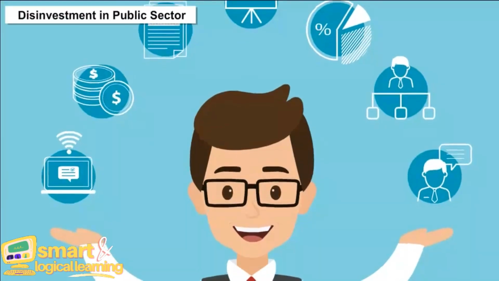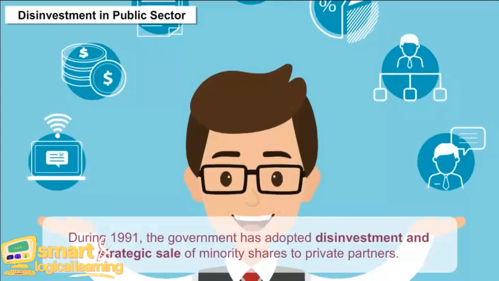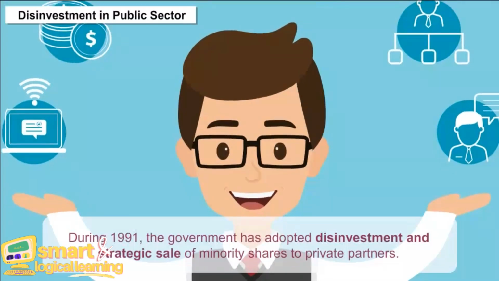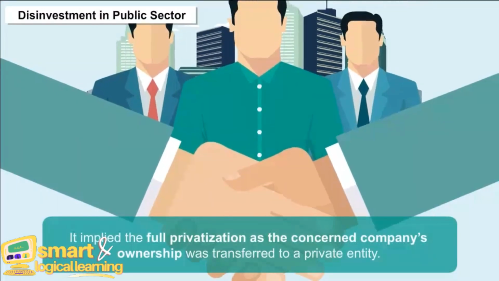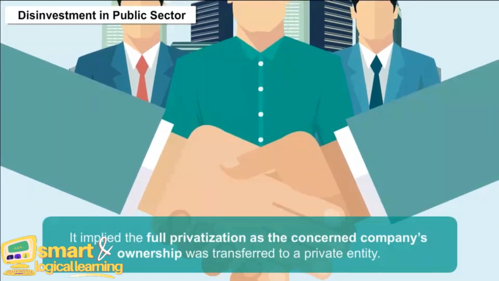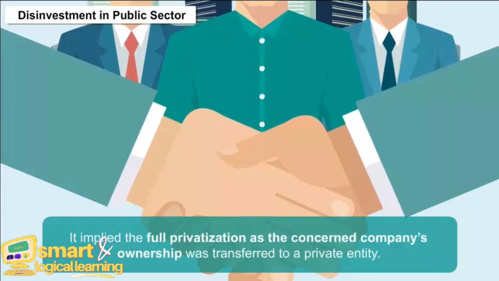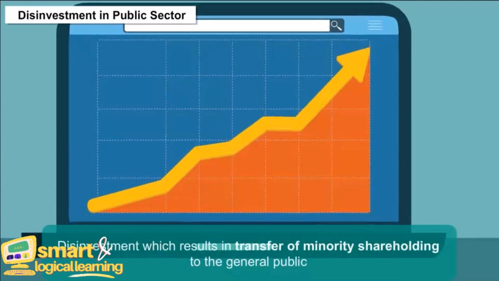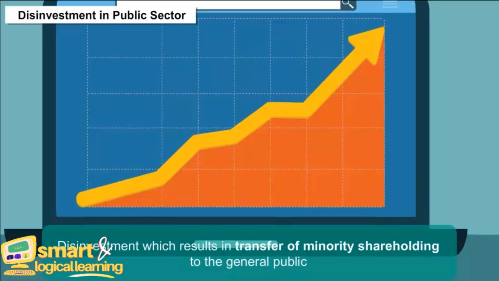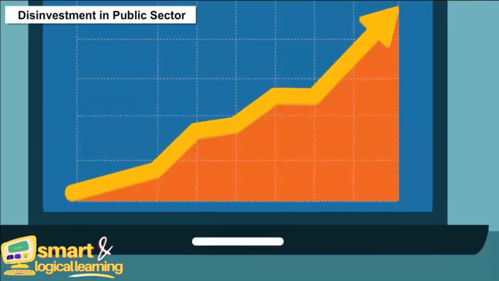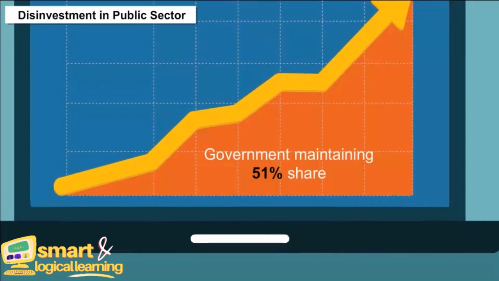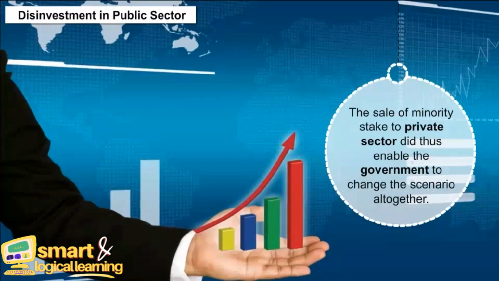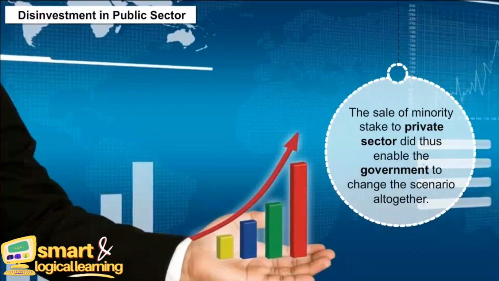Disinvestment in public sector. During 1991, the government adopted disinvestment and strategic sale of minority shares to private partners. It implied full privatization, as the concerned company's ownership was transferred to a private entity. But the main form of inviting private participation was disinvestment, which results in transfer of minority shareholding to the general public, at the same time the government maintaining 51% share. The sale of minority stake to the private sector did thus enable the government to change the scenario altogether.